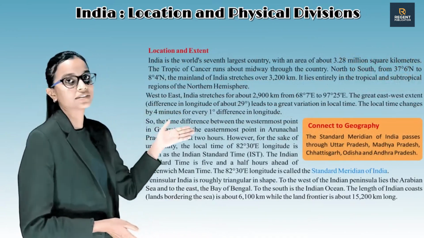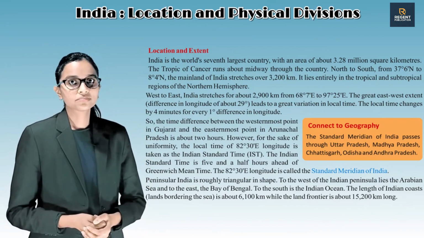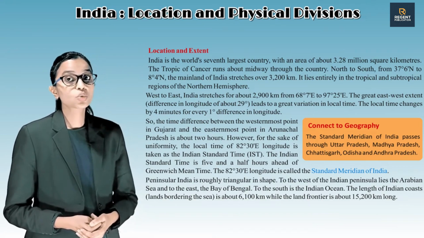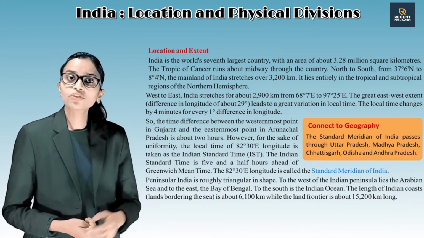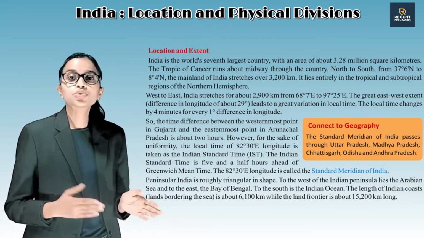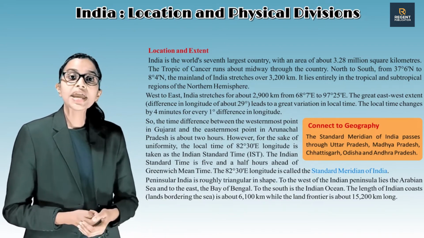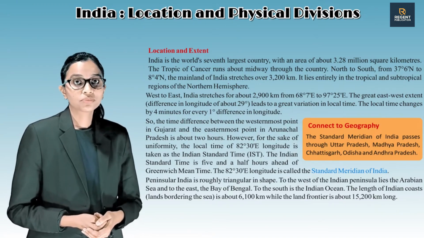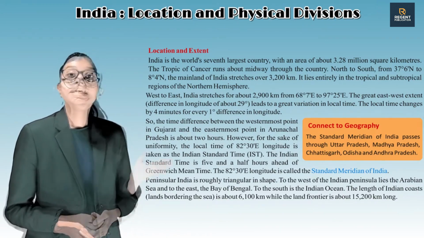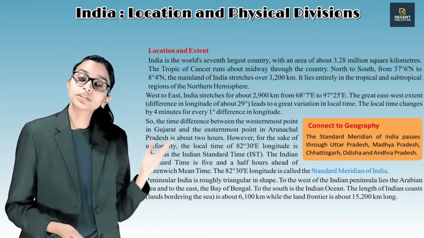Location and extent. India is the world's 7th largest country with an area of about 3.28 million square kilometers. The Tropic of Cancer runs about midway through the country. North to south, it extends from 37 degree 6 minutes north to 8 degree 4 minutes north. The mainland of India stretches over 3,200 kilometers. It lies entirely in the tropical and subtropical regions of the northern hemisphere.